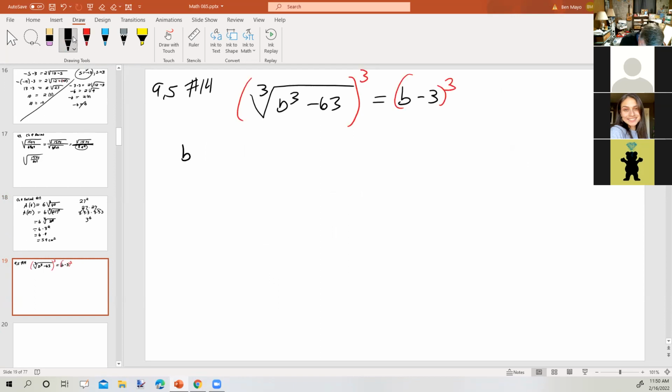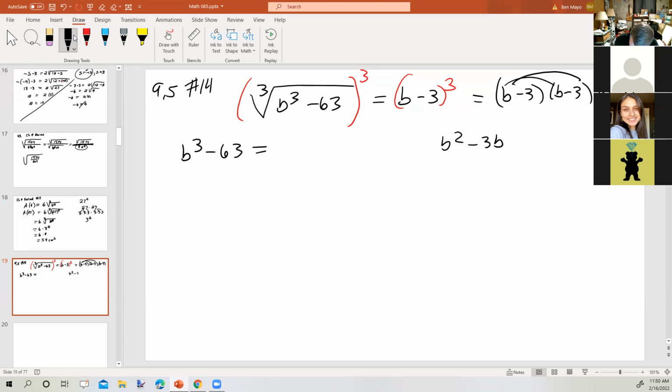On the left side, I get b cubed minus 63. On the right side, it's b minus 3 times b minus 3 times b minus 3. So that's going to take a little bit here. We're going to do the first two to start with, which is going to be what? b squared minus 3b plus 9, which is b squared minus 6b plus 9 times the final factor of b minus 3.